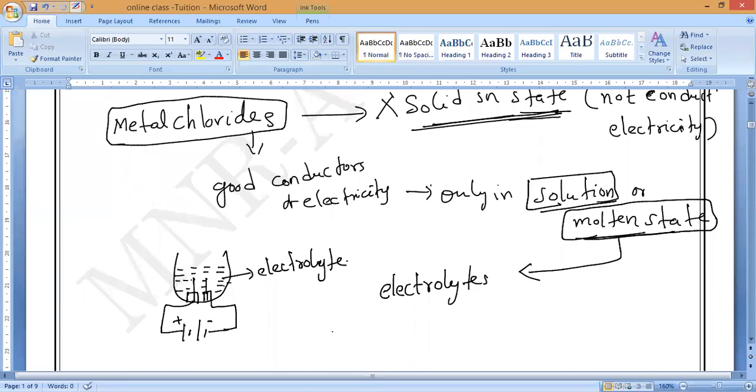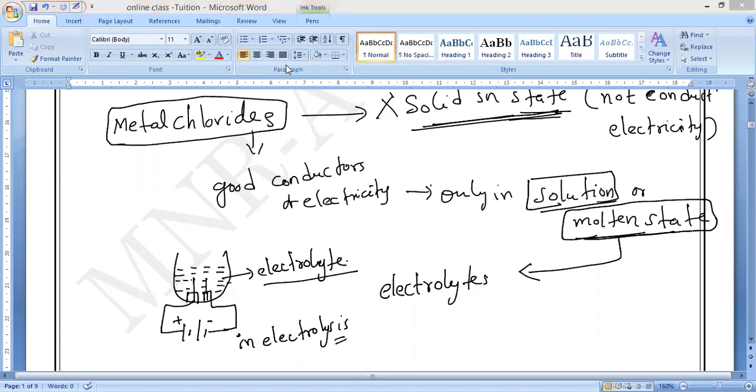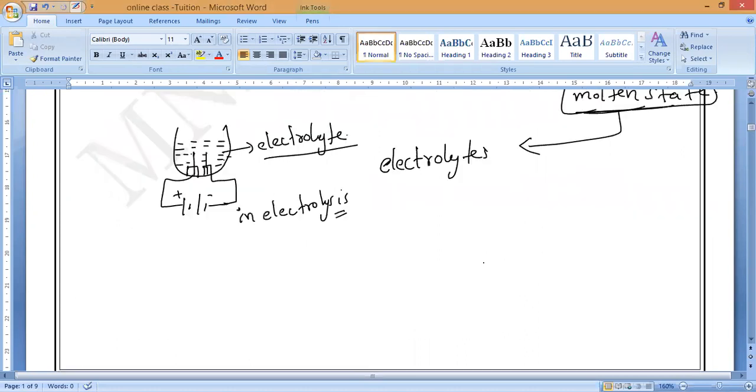Understand? Okay, so that molten state or solution is what we use as electrolyte. In which process? In the electrolysis process. Understand, Karthikeyan? Clear, everybody? That is what you have to remember.